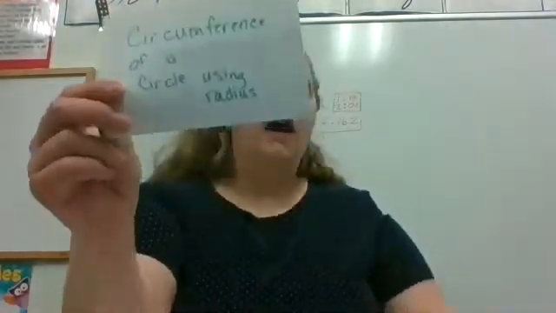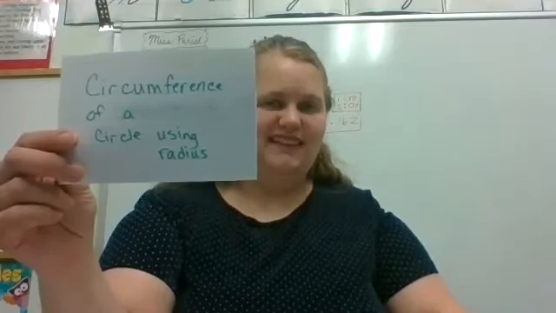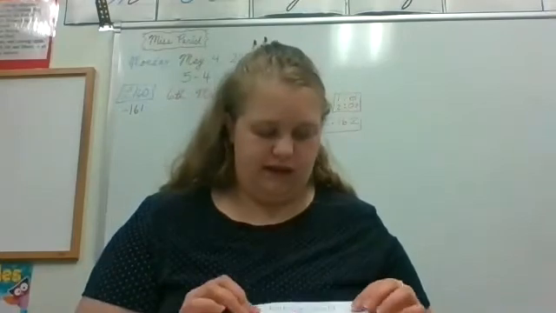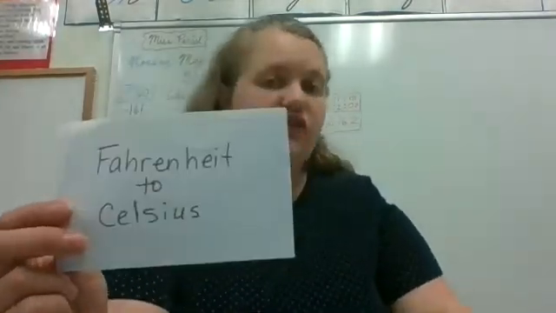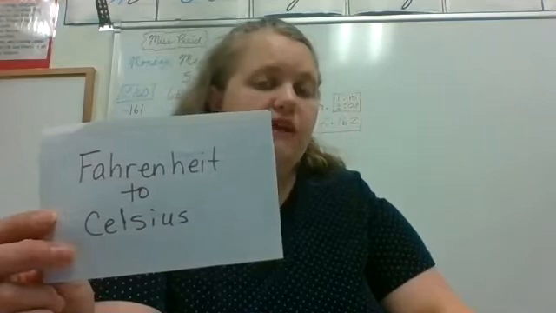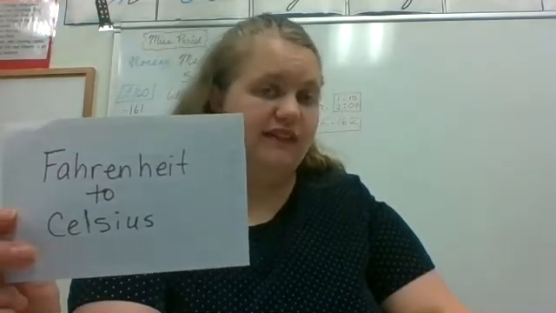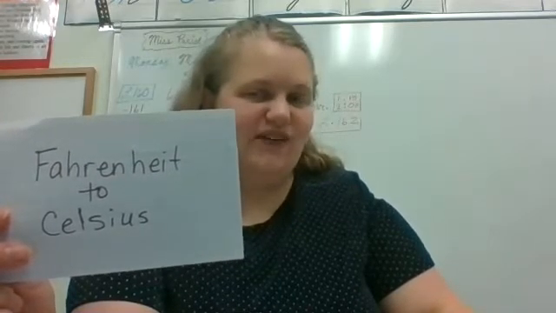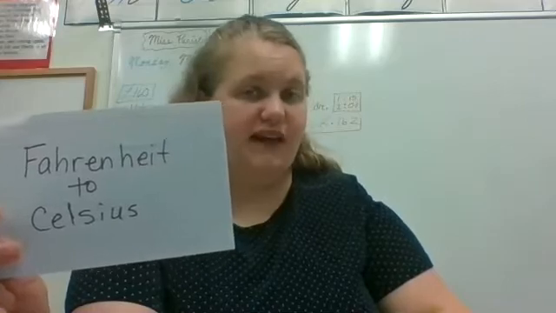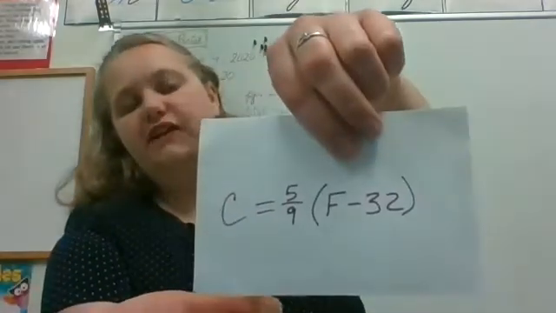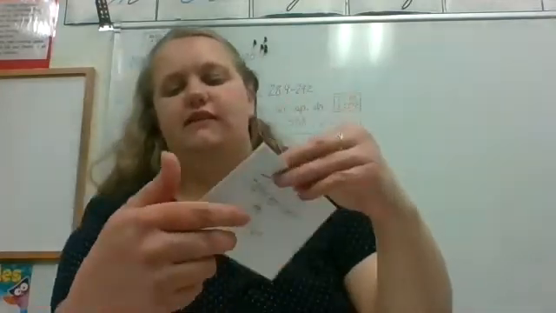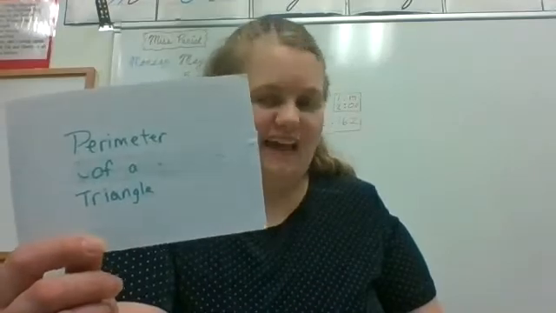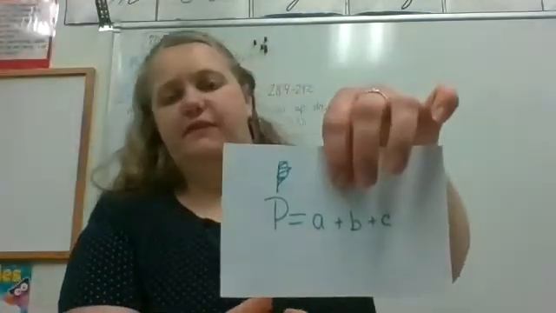All right, circumference of a circle using radius is what? 2 times pi times R, good job. All right, Fahrenheit to Celsius, so you're given Fahrenheit degrees, and you need to know what the Celsius is. What's the formula? C equals 5/9 times F minus 32. And remember, the F minus 32 means we do that first, right? And we multiply. Perimeter of a triangle. P equals A plus B plus C. All right.